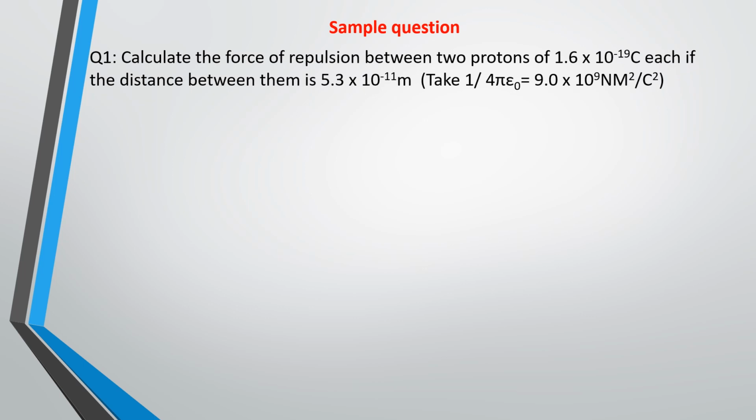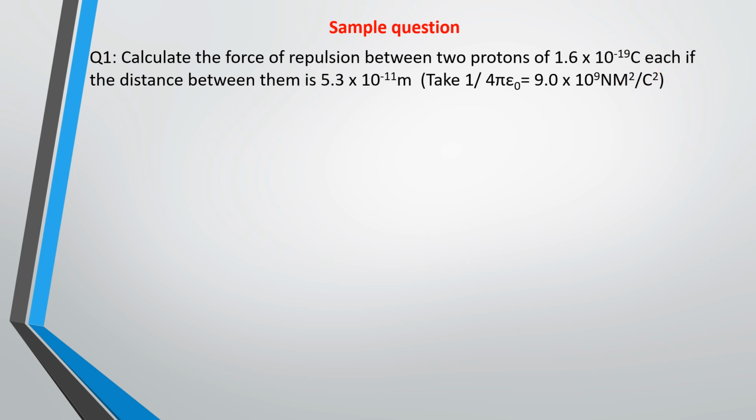This question says: calculate the force of repulsion between two protons of 1.6 times 10 to the power minus 19 Coulomb each, if the distance between them is 5.3 times 10 to the power minus 11 meters. Take the constant of proportionality equal to 9.0 times 10 to the power 9 Newton meter square per Coulomb squared.